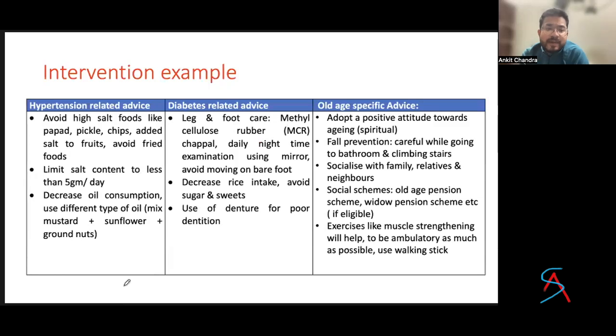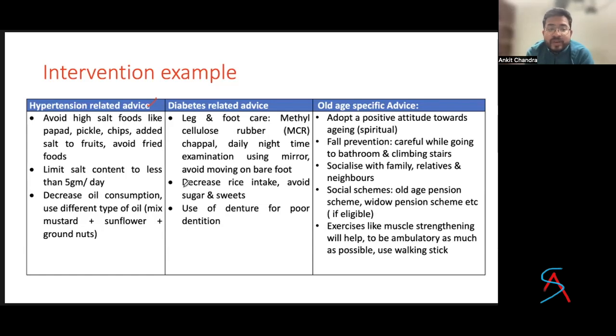This is just one example, especially related to the advice for hypertension. You can tell about high salt in food, like they have to limit the salt intake to less than 5 grams, and that itself is a very, very tricky intervention. All the interventions have to be customized. You have to understand, it has to be tailor-made for each person. You cannot give generic advice to everybody.